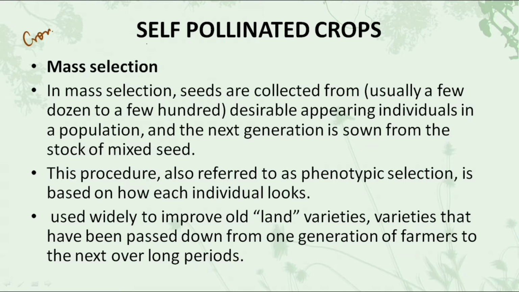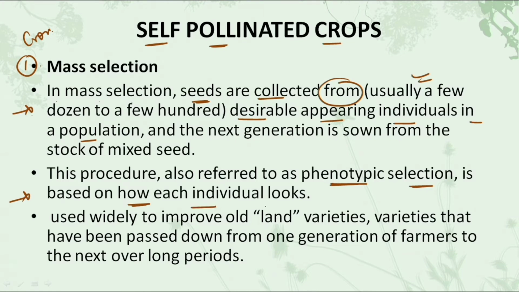In the case of the self-pollinated crop, the first method that is used is mass selection. In mass selection, the seeds are collected from desirable appearing individuals in a population, and the next generation is sown from a stock of the mixed seed. The seeds are collected usually from a few dozen to a few thousand individuals. This process is also referred to as phenotypic selection and is based upon how each individual looks.